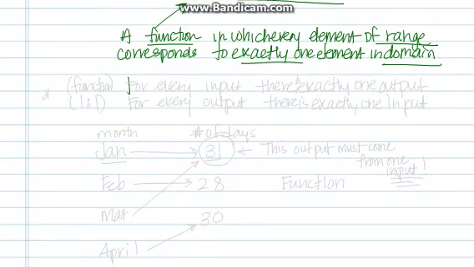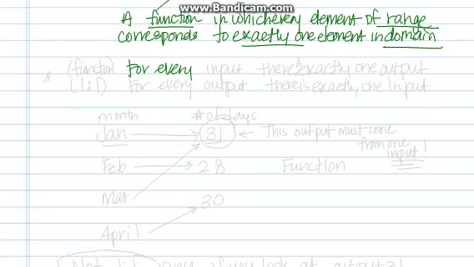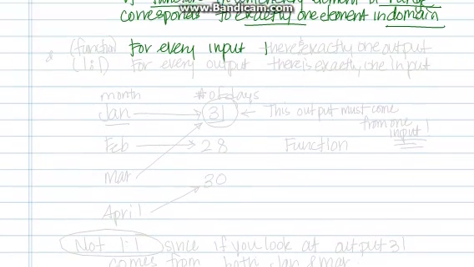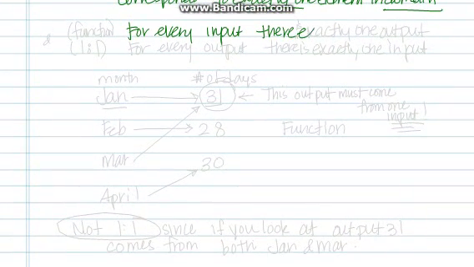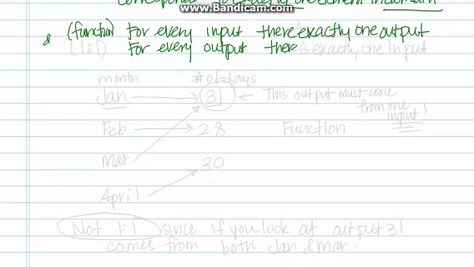Or in other words, we could say that for every input, there is exactly one output, which is really the definition of the function. And at the same time, we have that for every output, there is exactly one input, which is the part about one-to-one.